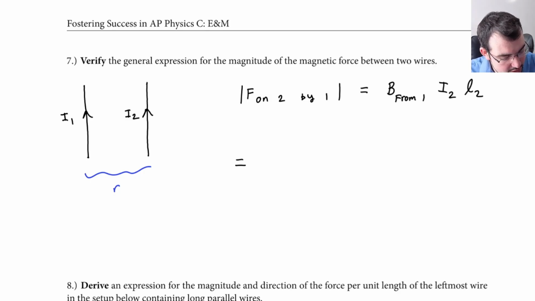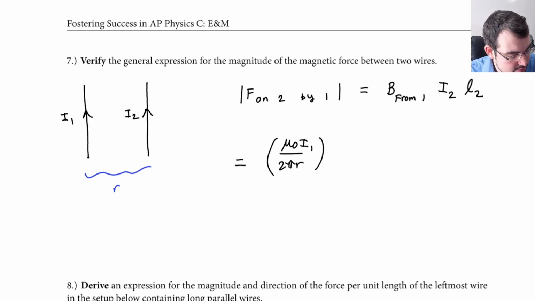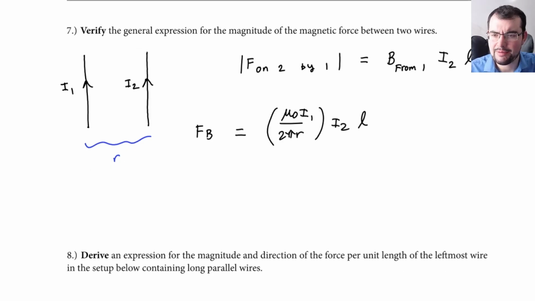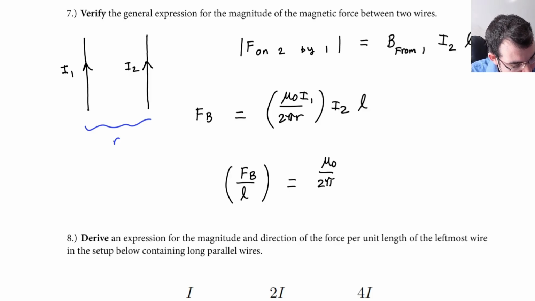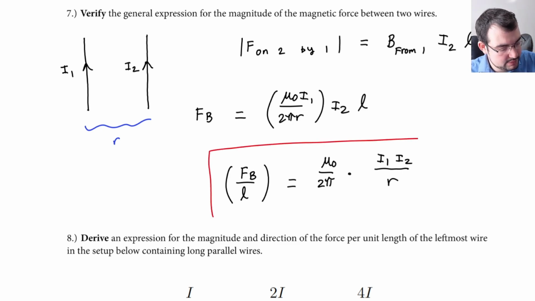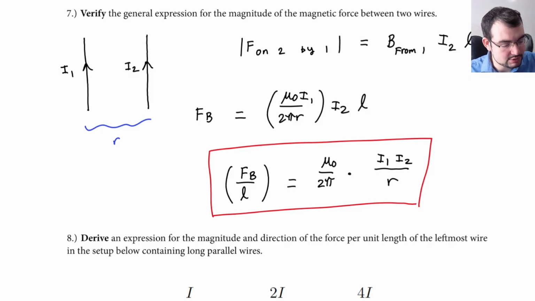So what is the B field for wire 1? Well, it's just mu naught I over 2 pi r for wire 1. Then we have I2, and the length is just L. So this means F_B is equal to that. So we can divide both sides by L and get the force per unit length: magnetic force per unit length on a wire is equal to mu naught over 2 pi constant times the product of the two currents divided by their separation distance. As expected, we have proven our result.